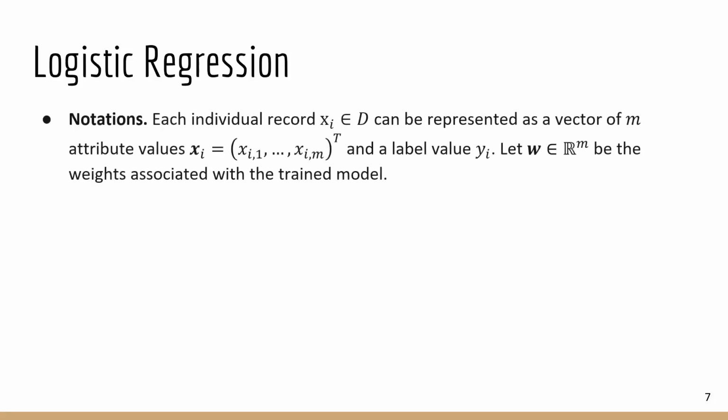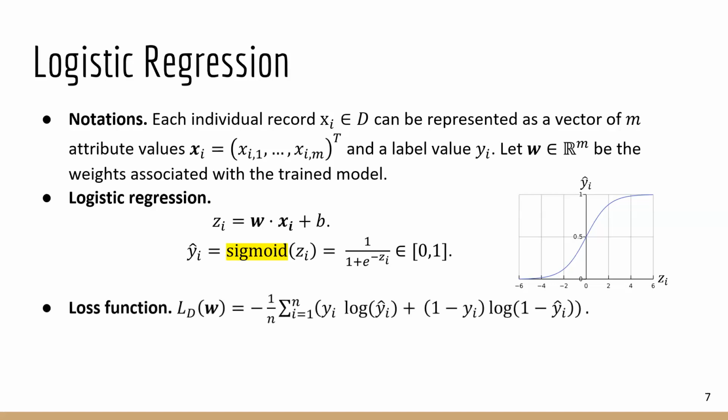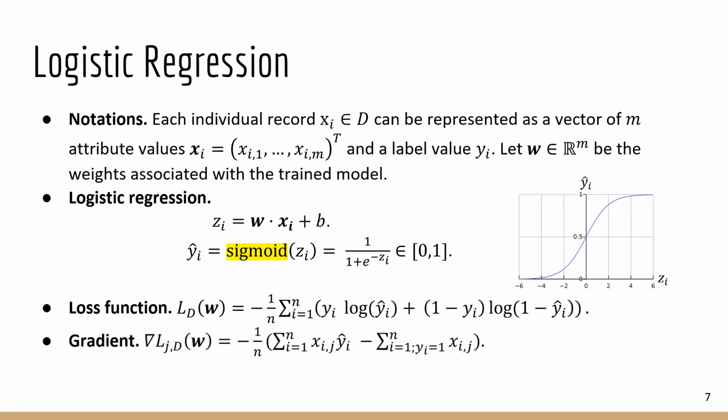So first, let's quickly recap logistic regression. In logistic regression, your eventual goal is to find the optimal weight vector of size m, where m is the number of attributes. To make a prediction, you first compute the inner product of the weight vector and the attribute vector, plus some threshold value b to get z, and then you apply the sigmoid function to get the prediction label y hat. And the loss function can be defined as the cross entropy loss, and the gradient can be defined accordingly.